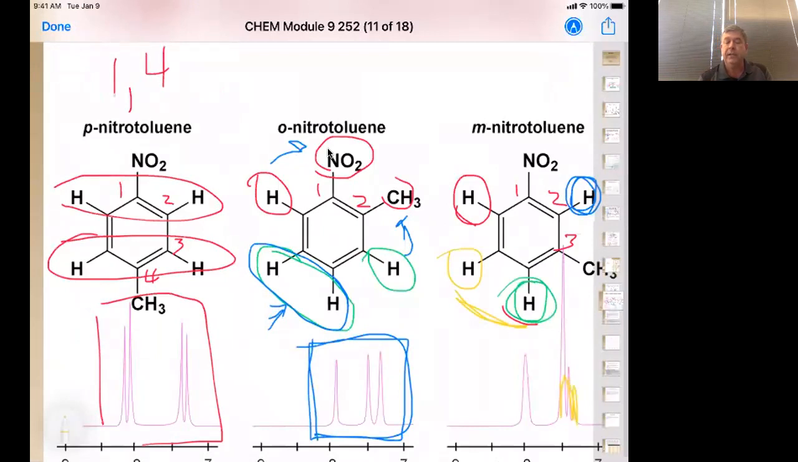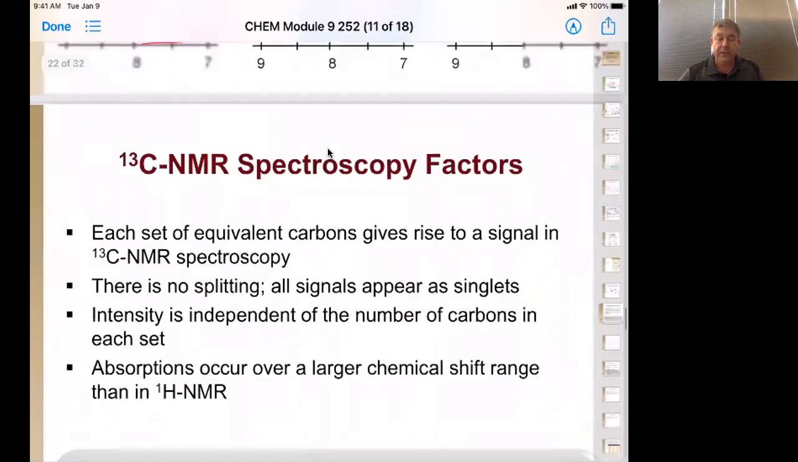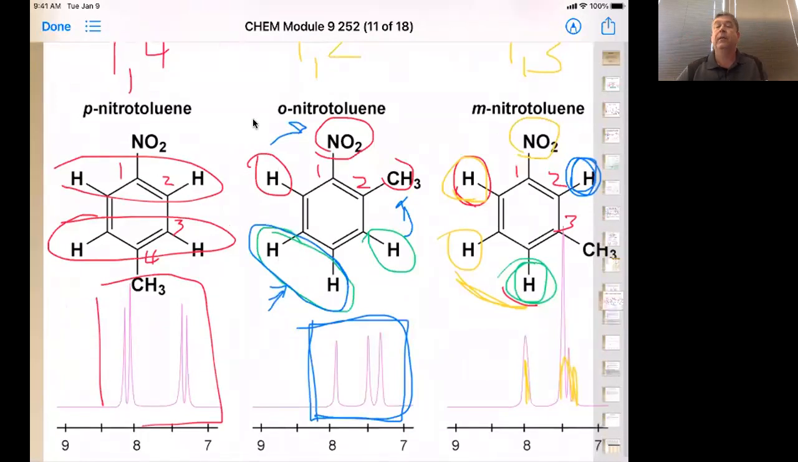And the one that stands out so much more is the one that is next to the most electron-withdrawing group, which is this one here. So we see these classical patterns in the 1,4, the 1,2, and the 1,3 substitutions. Okay, questions on proton NMR? The most important thing is that slide that shows you those four things you're looking for and the peak to peak splitting. Those are the two things that you should focus on most.